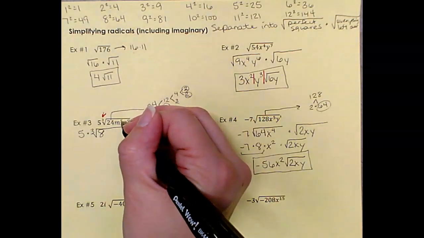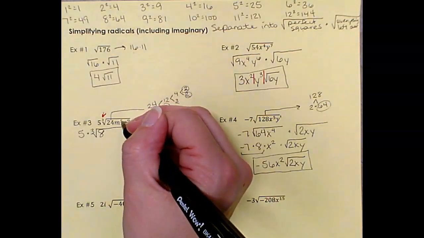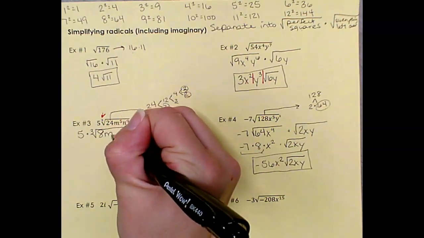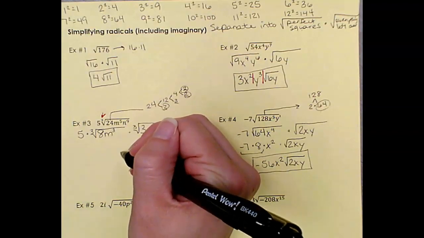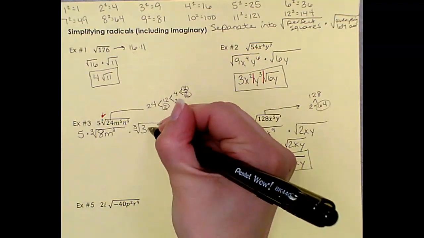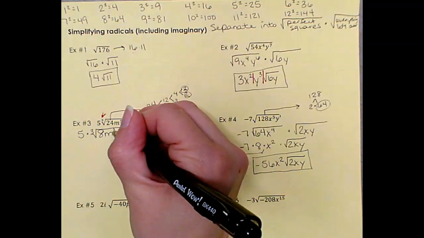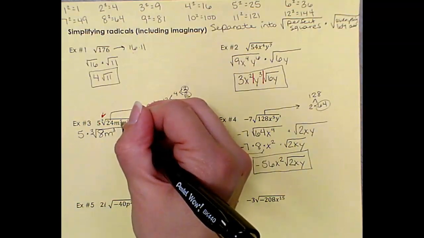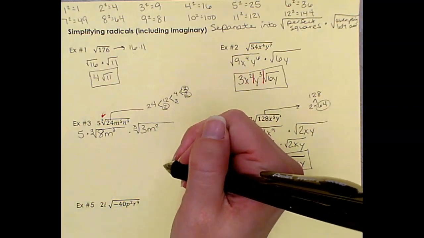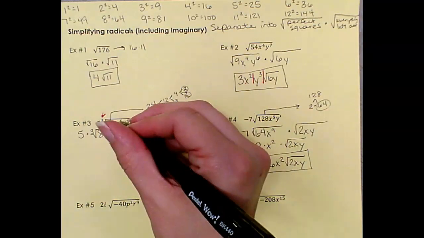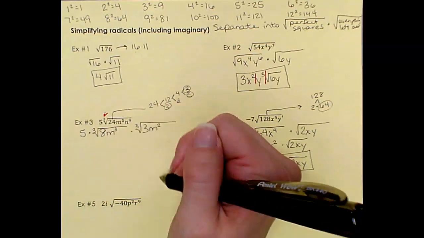M to the power of 5 is not a perfect cube. 5 isn't divisible by 3. But if I go down far enough, I can get something that is divisible by 3. So 3 is divisible by 3. And how many more m's do you need to multiply m cubed by to get m to the power of 5? The answer is m squared. You need 2 more m's. 3 plus 2 is 5.